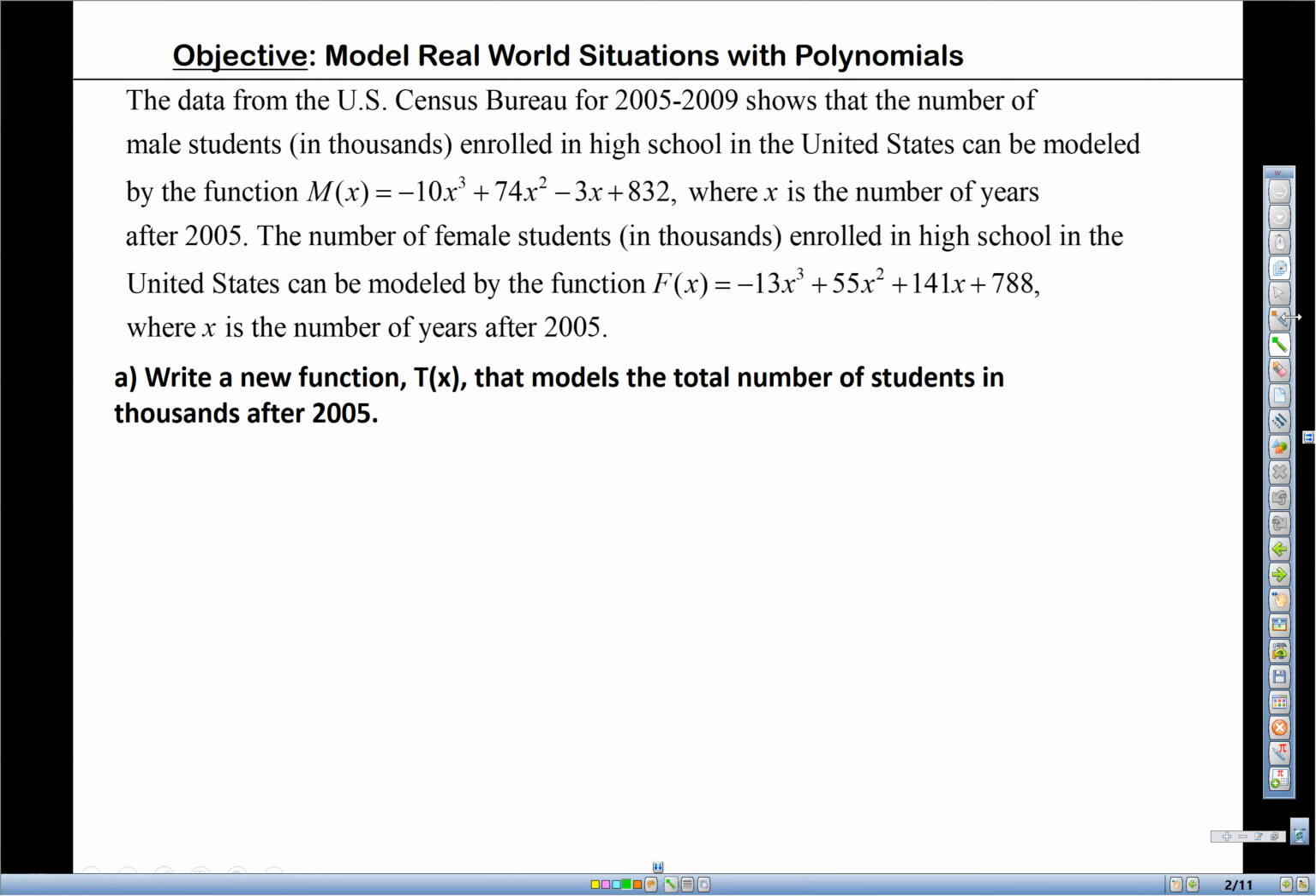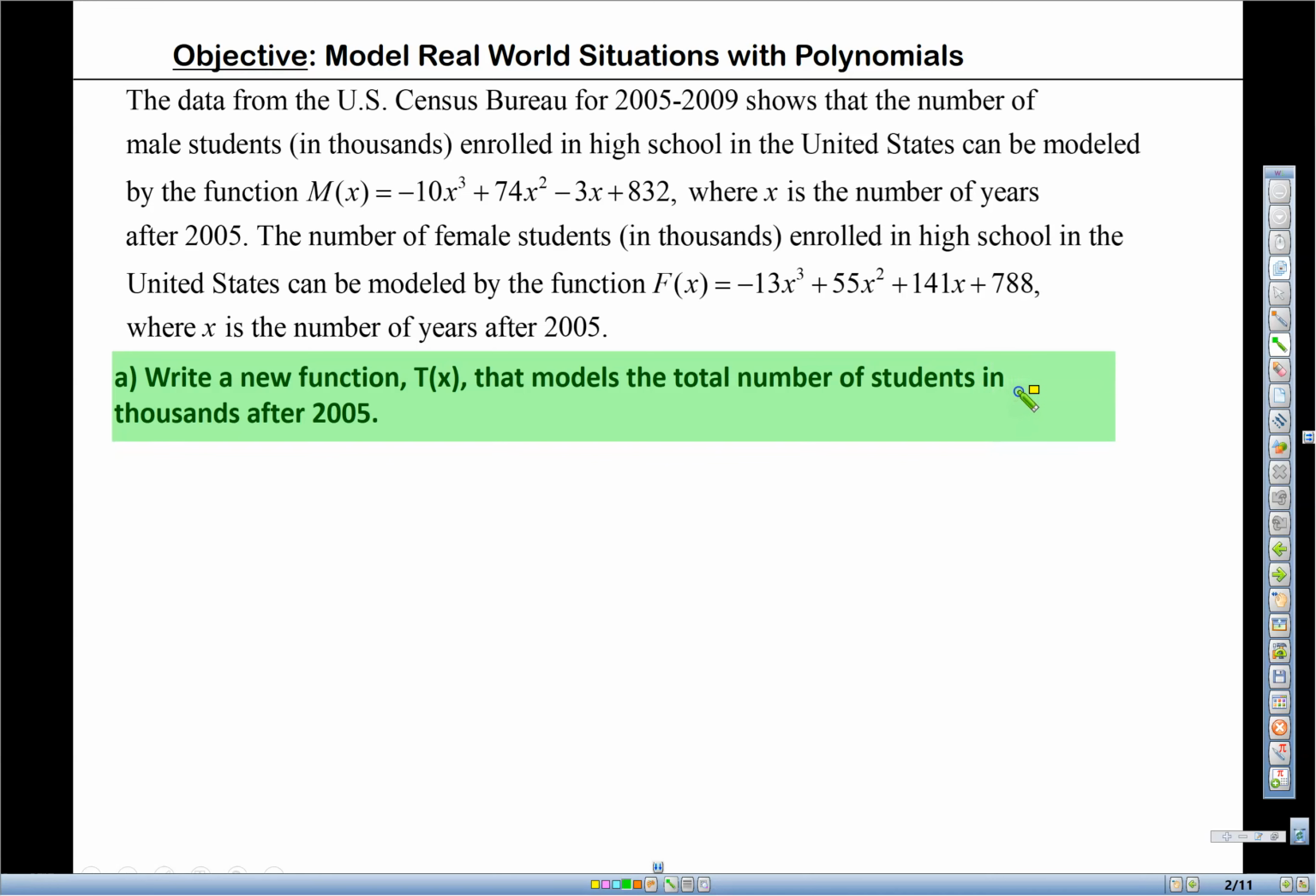So we have the data from the U.S. Census Bureau for 2005 to 2009 shows that the number of male students in thousands enrolled in high school in the United States can be modeled by the function m of x, where x is the number of years after 2005. The number of female students in thousands enrolled in high school in the United States can be modeled by the function f of x, where x is the number of years after 2005. Here is what our task is. We are to write a new function named t of x that models the total number of students in thousands after 2005.